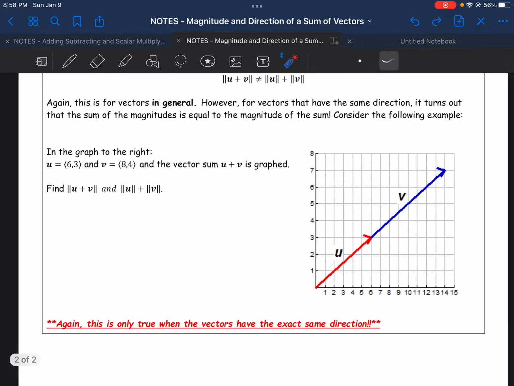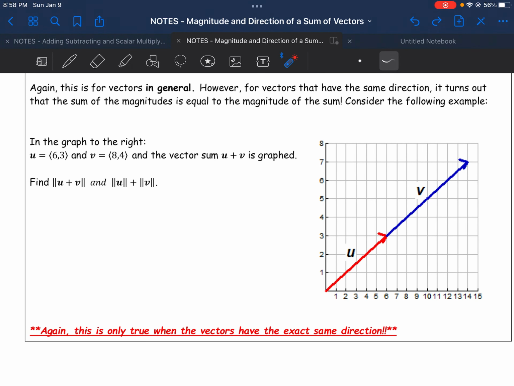So let's see an example of this. Here's our graph to the right. Vector u has components 6, 3. Vector v has components 8, 4. And we have the sum, vector u plus vector v, graphed right here. Let's go ahead and find the magnitude of the sum, and then the sum of the magnitudes. Notice that because they're pointing in the same direction, these two calculations should end up equaling each other. But let's go ahead and show it.